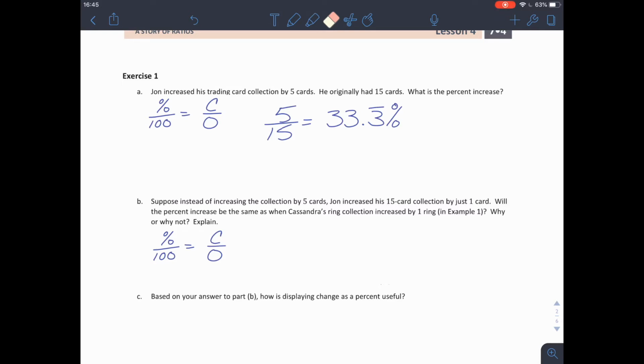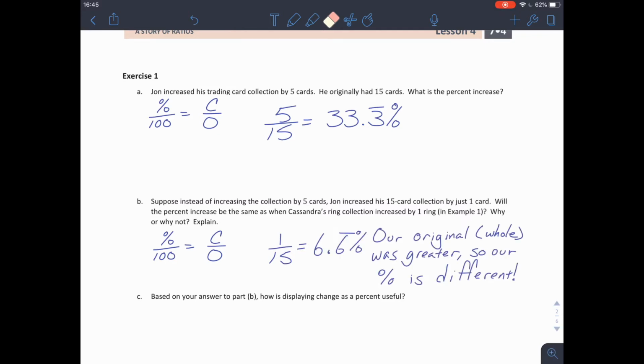Suppose instead of increasing the collection by 5 cards, John increased his 15 card collection by just 1 card. Will the percent increase be the same as when Cassandra's ring collection increased by 1 ring from that first example? Why or why not? Let's first figure out what John's increase would be and then compare it with what we got in that first example. Instead of increasing it by 5, our change this time is just the 1 card. And our whole is still 15, so we're doing that part divided by that whole, that change divided by our original. And we find that 1 over 15 is 6 and 2/3 percent.